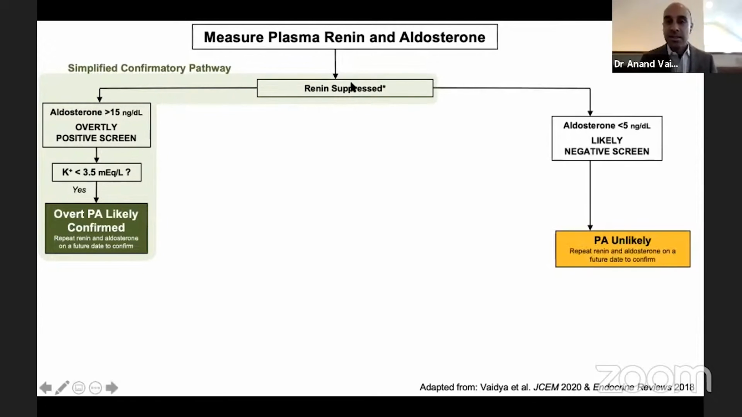If the renin is suppressed and the aldosterone is very low, less than 5 nanograms per deciliter, this is very likely an exclusion of primary aldosteronism.